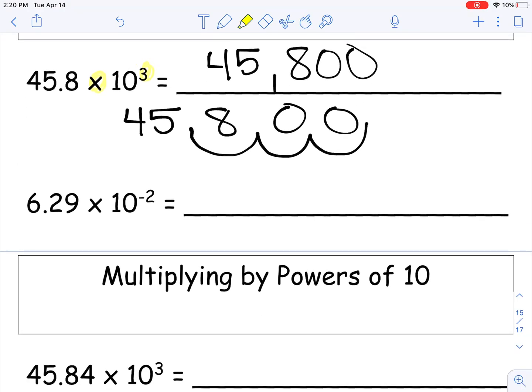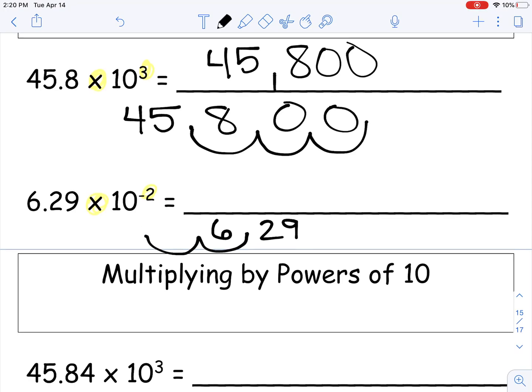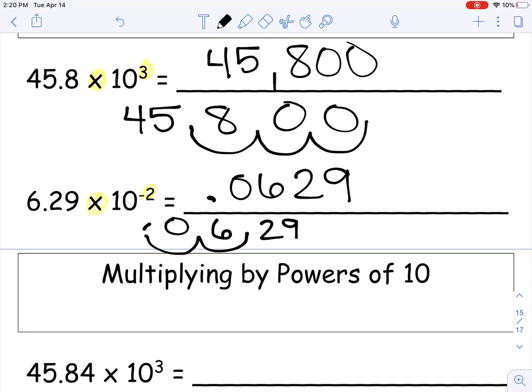Next one, again, check the sign, negative, and multiply, so my decimal point's going to the left. And then the exponent tells me how many times I'm going to move it. So 6.29, I'm moving to the left 2, 1, 2. So my new value, there we go.